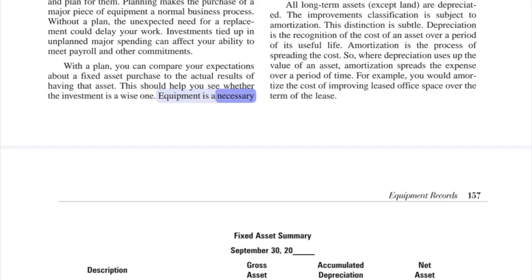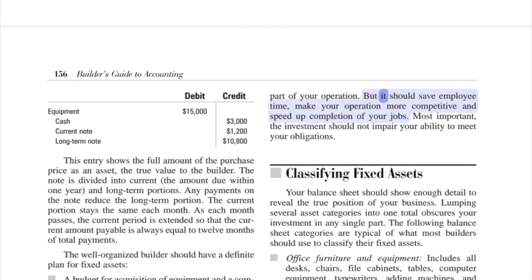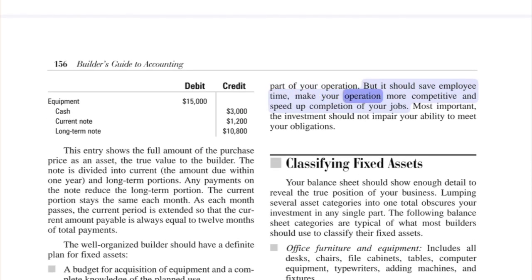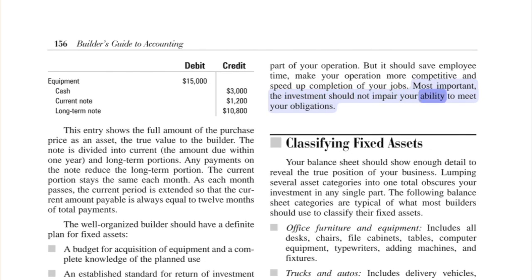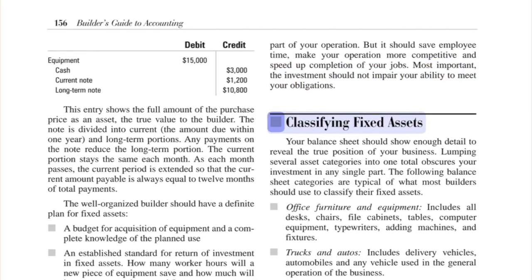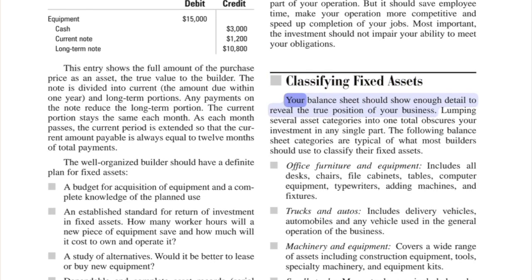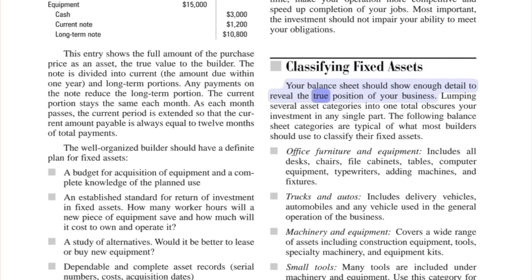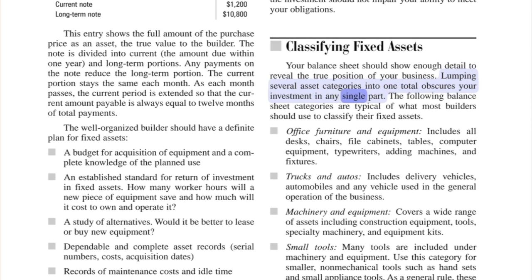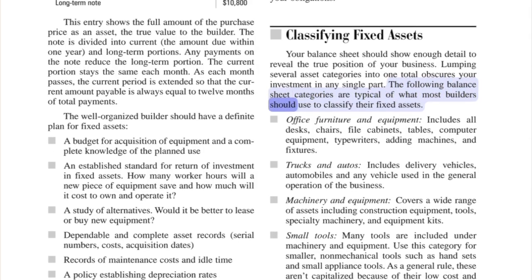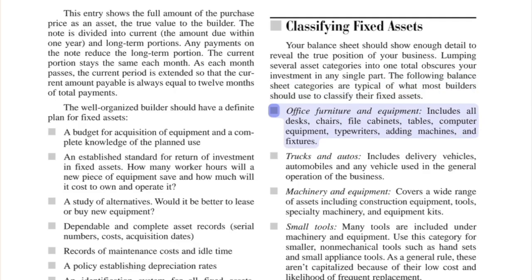Equipment is a necessary part of your operation, but it should save employee time, make your operation more competitive, and speed up completion of your jobs. Most important, the investment should not impair your ability to meet your obligations. Classifying fixed assets. Your balance sheet should show enough detail to reveal the true position of your business. Lumping several asset categories into one total obscures your investment in any single part. The following balance sheet categories are typical of what most builders should use to classify their fixed assets.